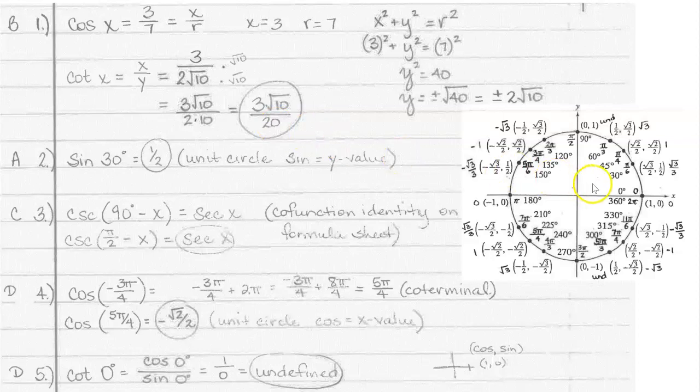All right, so I'm just going to come over here to my circle. Here's 30 degrees, and remember that the x value is the cosine and the y value is the sine on the unit circle, so that's where we're getting the 1/2.